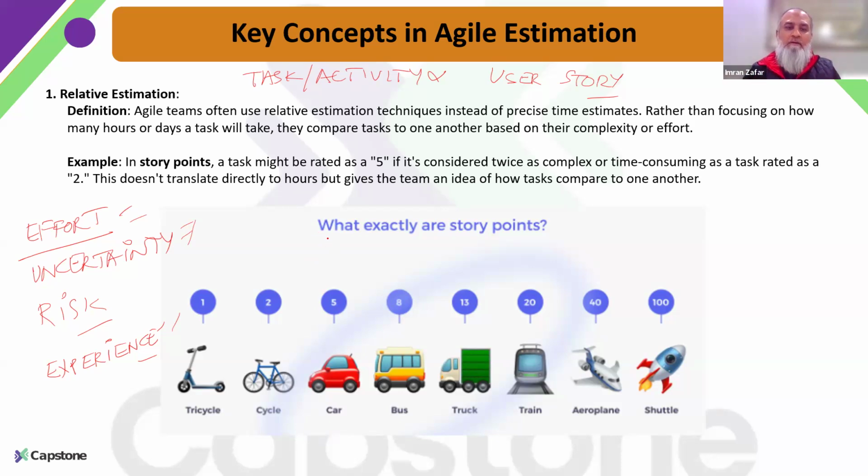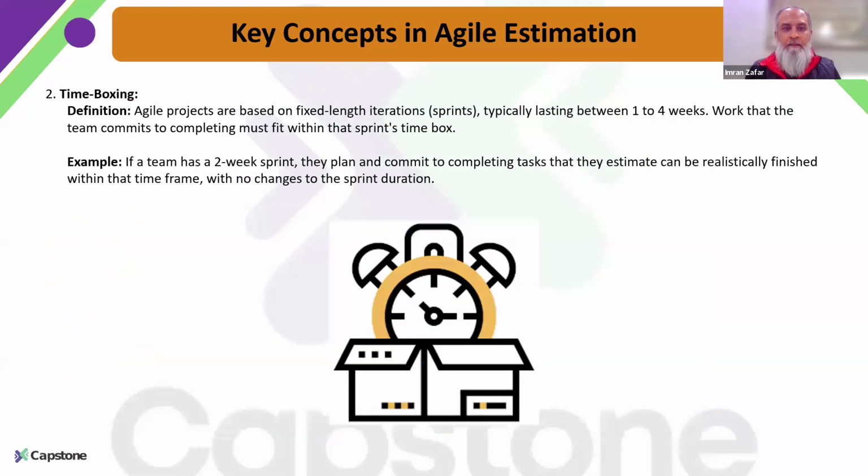This is why we say that in Agile we use relative estimation rather than giving absolute timing, such as saying that for this particular user story I will need 1 day or 2 days. This is not what we do in Agile. We do relative estimation.